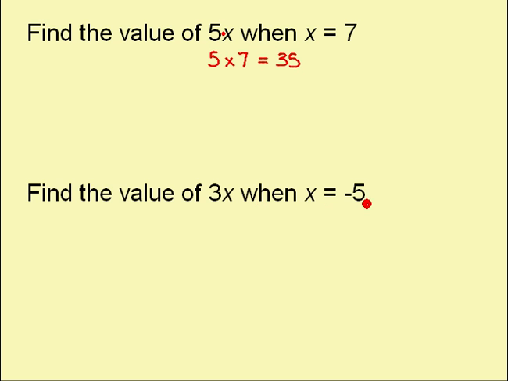In this one, I want to find the value of 3x when x is minus 5. Again, we've got an invisible times sign, so I've got 3 times x. Now this time, x is a negative number. Negative numbers are a bit special, so we put them in brackets. 3 times minus 5 is minus 15. So the value of 3x when x is minus 5 is minus 15.